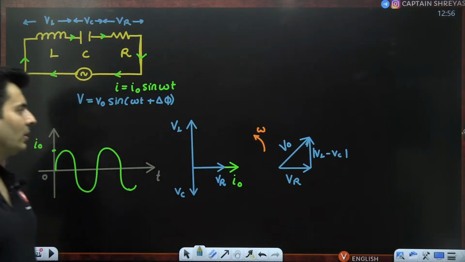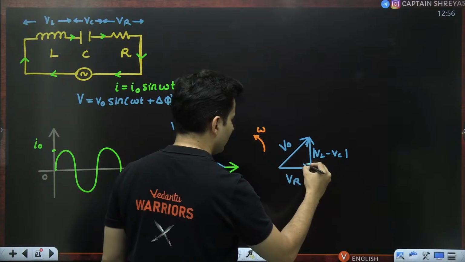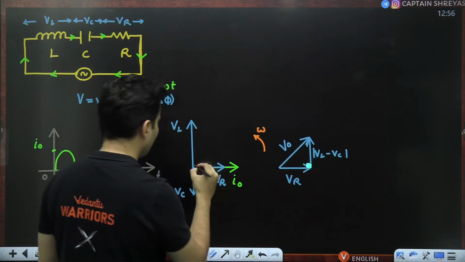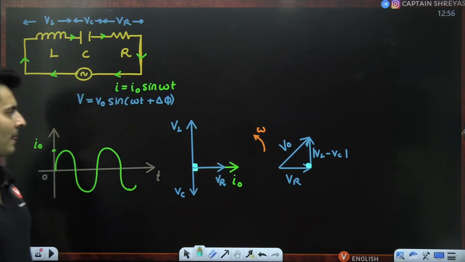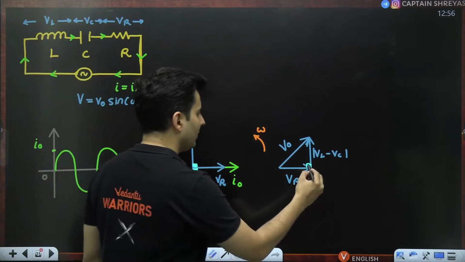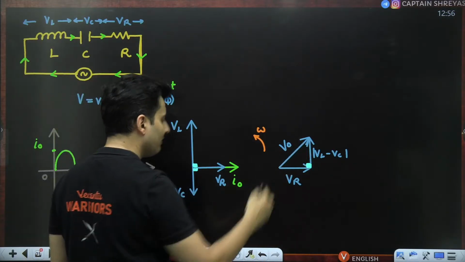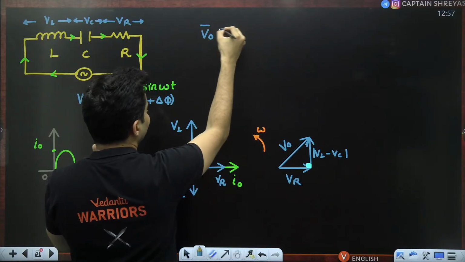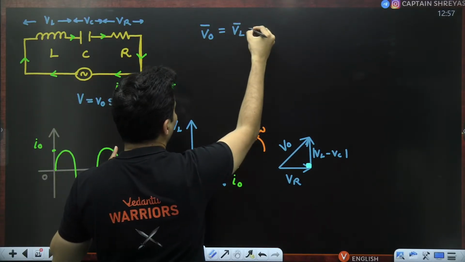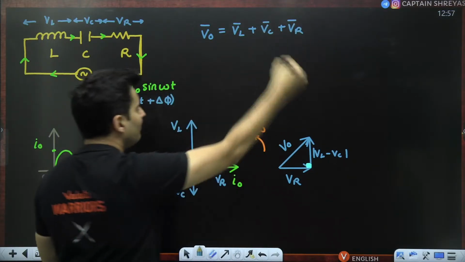The resultant of them is going to be V0, yes, and this was 90 degrees, of course, and this was also 90 degrees. We have seen this before as well, correct? So this is how the vector addition of VR, VL and VC gives me V0. Technically speaking, this V0 vector is the VL vector plus the VC vector plus the VR vector, as vector addition.